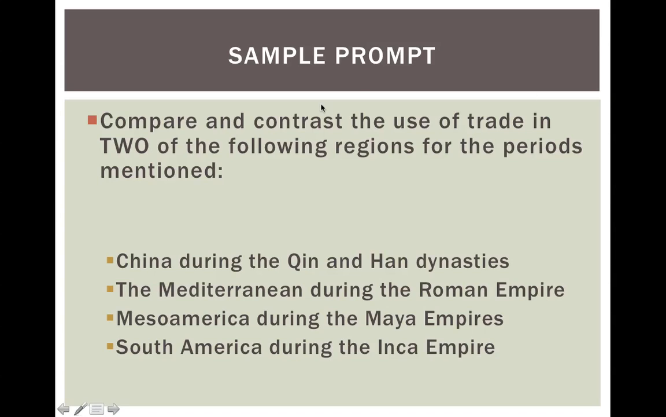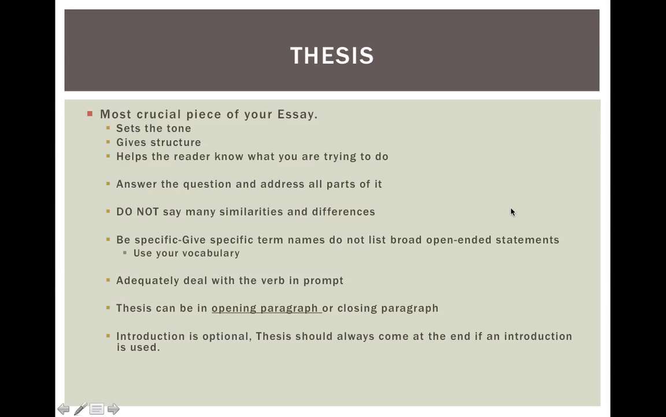So for our prompt here, we're comparing and contrasting the use of trade in 2 of the following regions during the time periods mentioned. We have China during both the Qin and the Han dynasties. We have the Roman Empire in the Mediterranean. We have Mesoamerica with the Mayans, and we have South America with the Inca. Typically, they'll give you the name of the empire or political state, and they'll give you the years rather than the geographic region. Okay, so that's our prompt. We'll come back to it later.